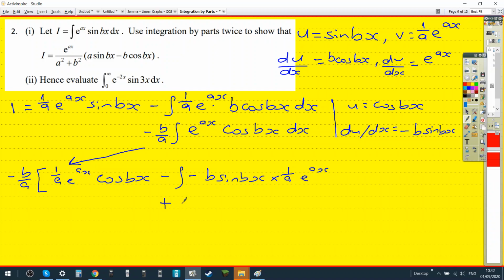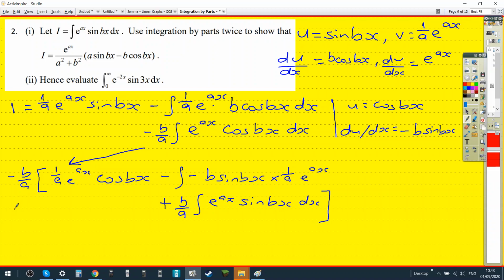What gets taken out? Plus b over a, the integral of sine bx times e to the ax with respect to x. Let me just write those in the order of the question: e to the ax sine bx, with respect to x. So it's very similar.